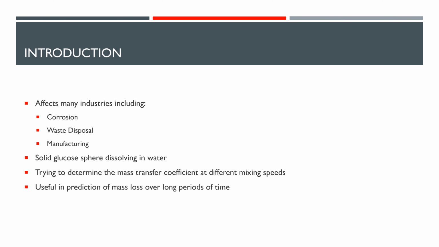For our purposes we used a solid glucose sphere and we dissolved this in water using a reactor tank, and we tried to determine the mass transfer coefficient at two different mixing speeds, 60% and 100%. This is useful in the prediction of mass loss over a long period of time in the event that you don't have a long time to test something.